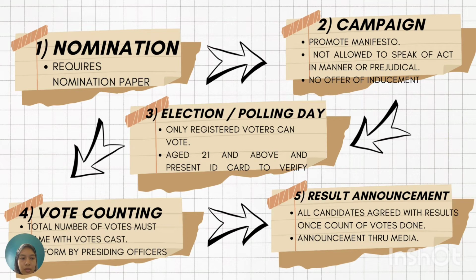So next, the total number of voters must be the same as votes cast, and the counting will be done by the presiding officer. Each voter is allowed to vote for one candidate only, and indelible ink will be marked on the voter's left forefinger before a ballot paper is issued to voters.